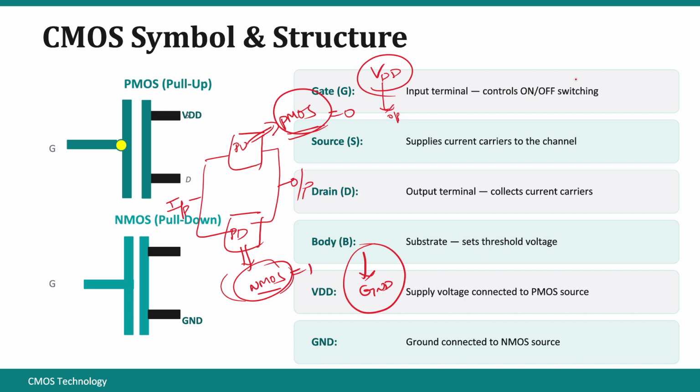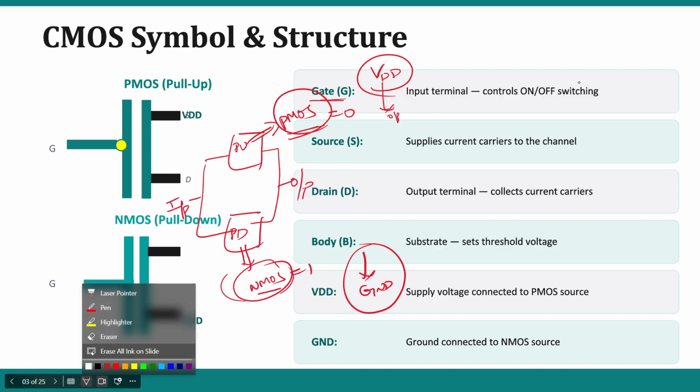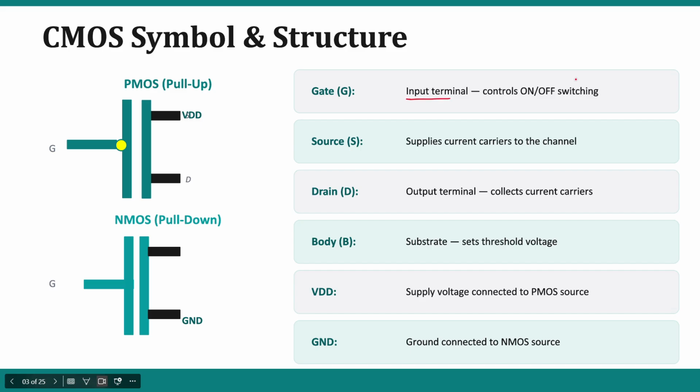Coming to the terminals: gate, input terminal. By using the gate terminal only, you give the input in CMOS technology. It controls the on and off switching. By applying the input from the gate, we control whether the CMOS is on or off. Then the source: it supplies current carriers to the channel.